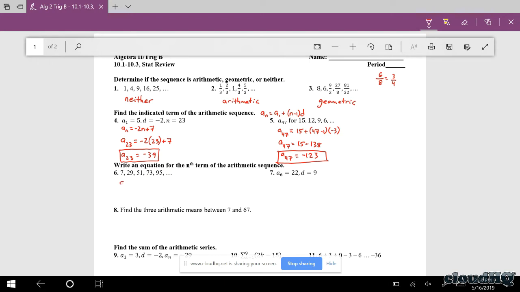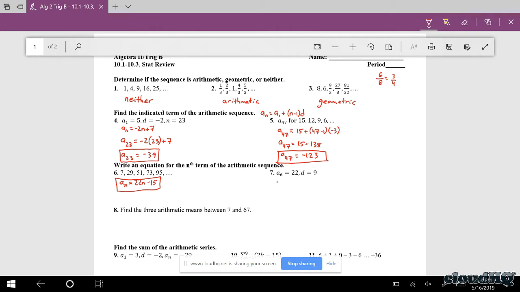Nth term. First term, sorry, looks like I'm adding 22, so that's my slope. So I'm going to have to subtract 15. Or if I worked backwards, subtracted 22 from 7 to get my 0th term or y-intercept, it'd be -15.